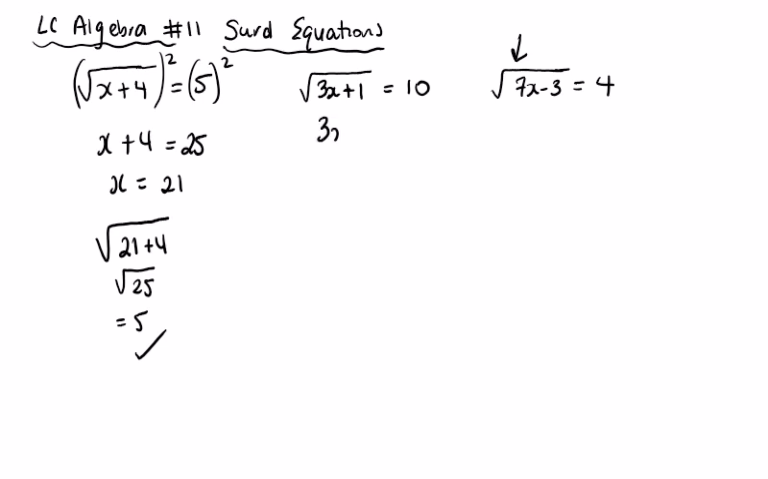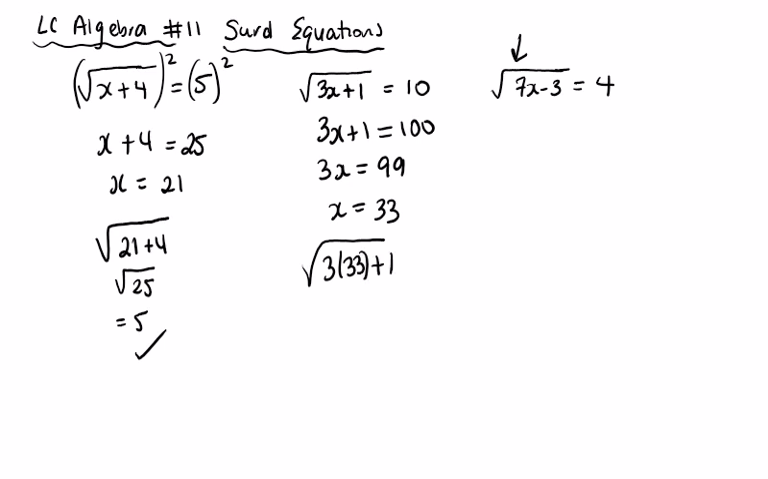Squaring both sides here, 3x plus 1 is going to be 100. 3x is going to be 99. So x is going to be 33. So you can see that the square root of 3 times 33 plus 1 is the square root of 100, which is equal to 10.